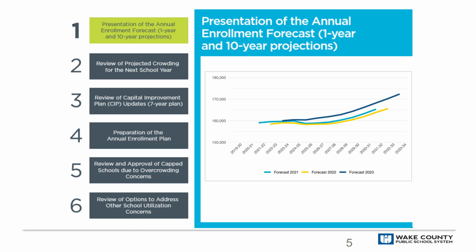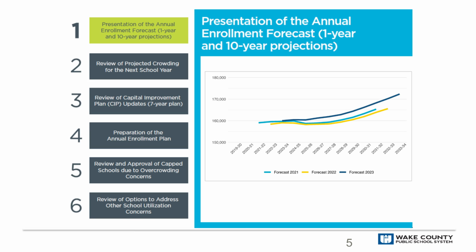Although we take a multi-year approach to our assignment planning, each year we start the annual planning process after the release of the annual enrollment forecast update. The information in this report projects enrollment for the next school year as well as for the next 10 years. Following the release of the forecast, we are able to more clearly understand the projected crowding at all of our schools for the next school year, along with how this crowding impacts our schools that are already capped.